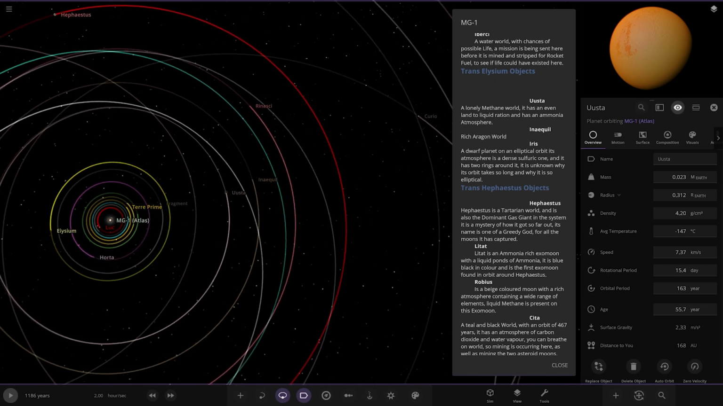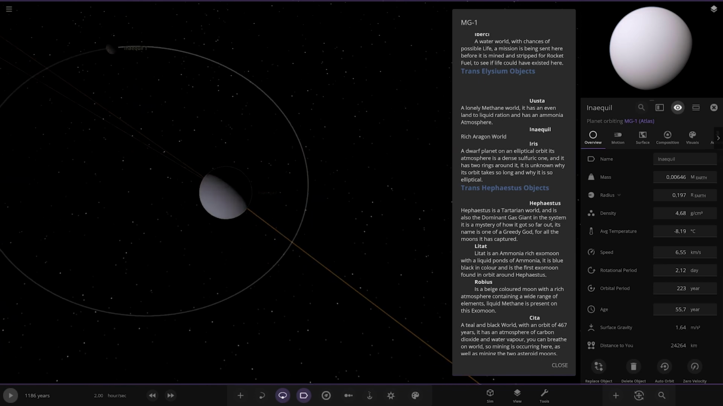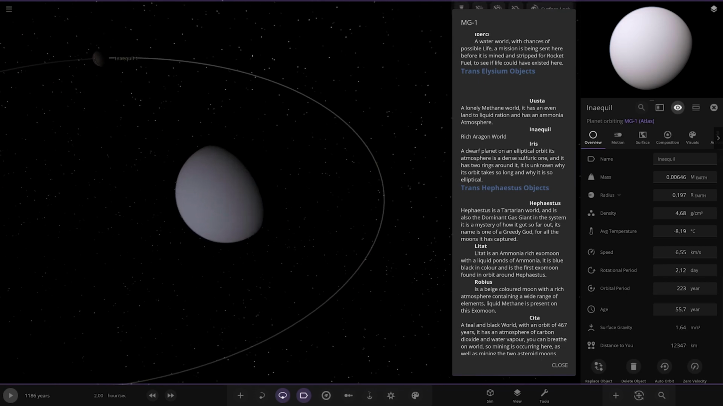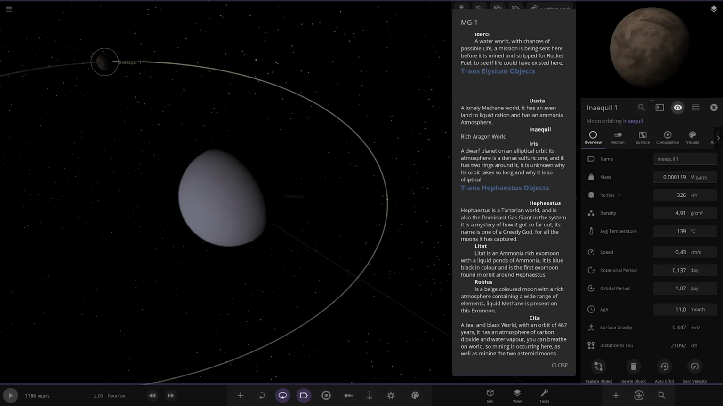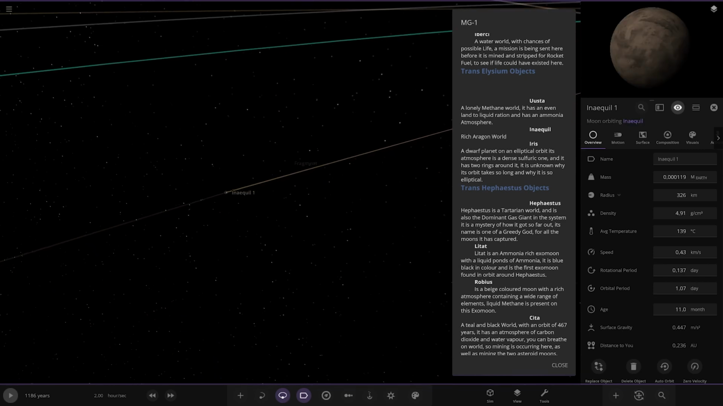Got Inequil over here, which is next one there. A dwarf planet due to its elliptical orbit. Its atmosphere is a dense sulfuric one and it has two rings around it. It is unknown why its orbit takes so long and why it's so elliptical. So there you go.